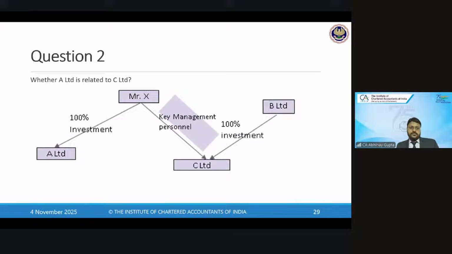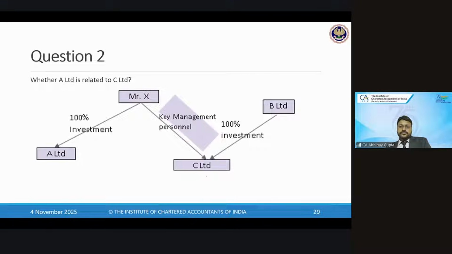Sir, here who is providing KMP services? C or X, sir? Who is providing KMP service, C or X? So Mr. X has 100% investment in A and Mr. X is the KMP of C.